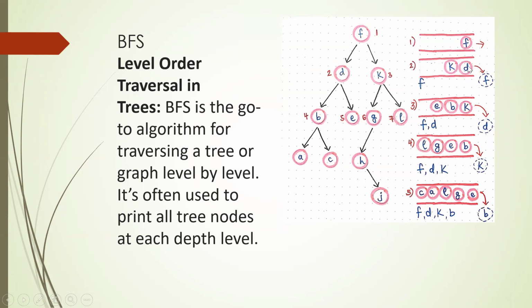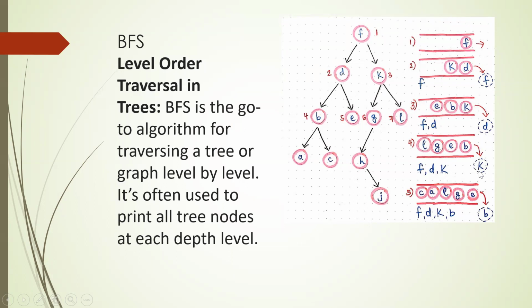Then which one is the first one in the Q concept? First come, first serve. Next D is available. Next we are visiting D, that is, it comes out of the Q. Then the children of D are added here. What are the children of D? B and E. We have to add B and E. Then which one is the first one in the queue? Sorry, K. So after visiting K, the children of K are added, G and L.